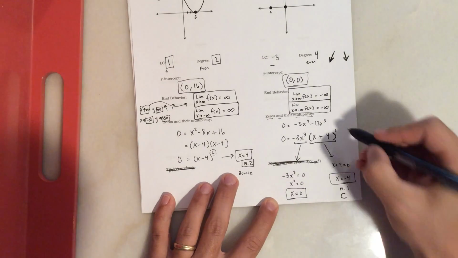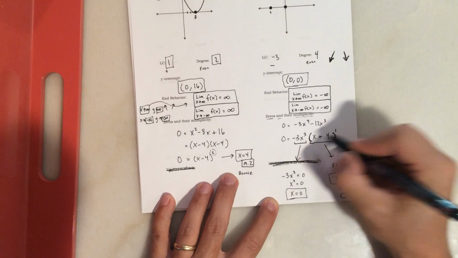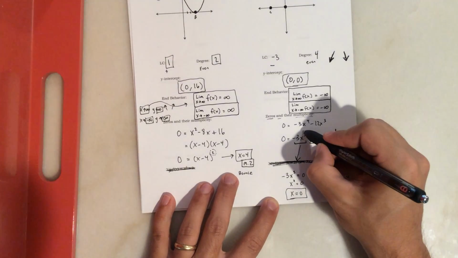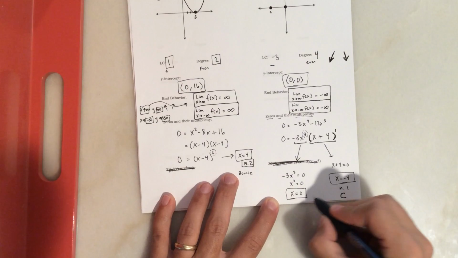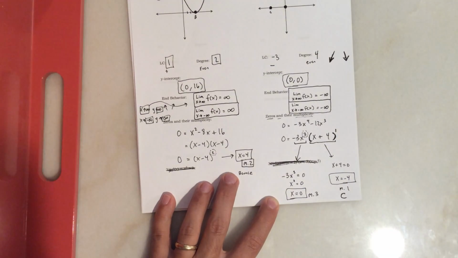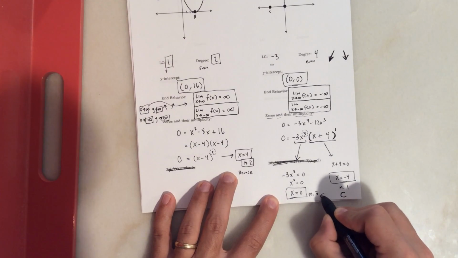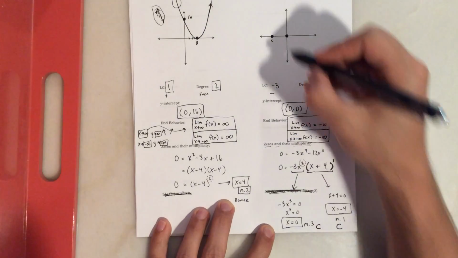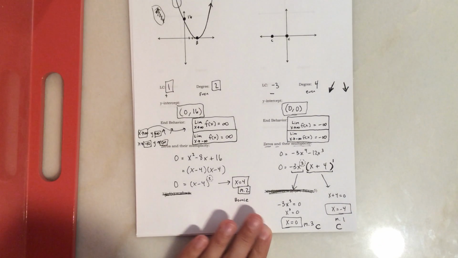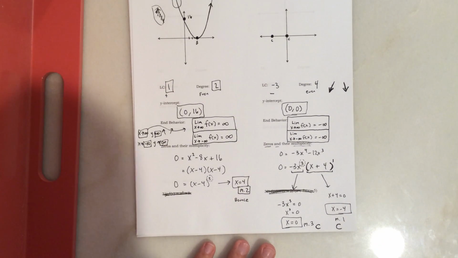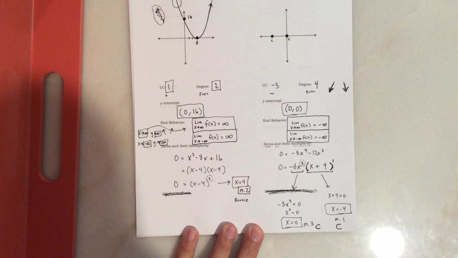But just like any factor, it has a multiplicity. What's the multiplicity of this factor? Well, it's the power to which it's raised. The multiplicity here is 3, which is also an odd number. So again, I'll put a big C here to indicate that it will cross through the x-axis at 0 as well. Okay? And that's everything we're going to need here.